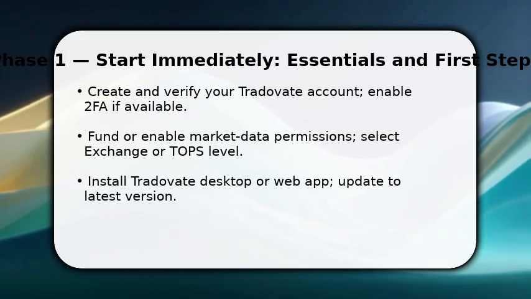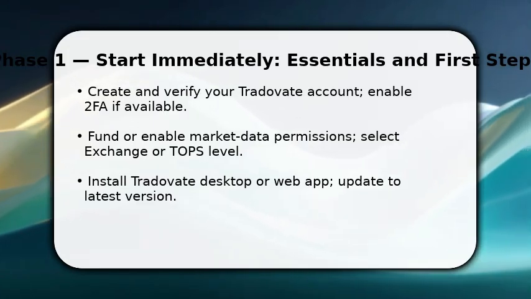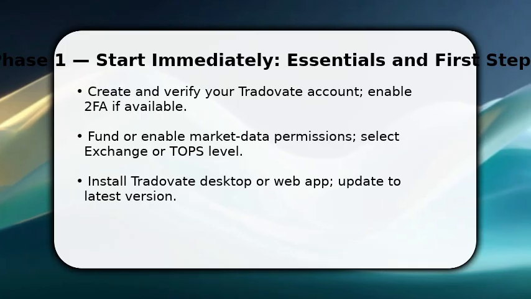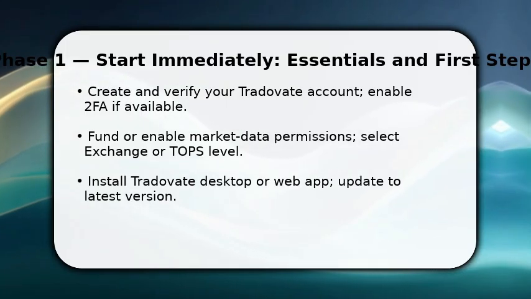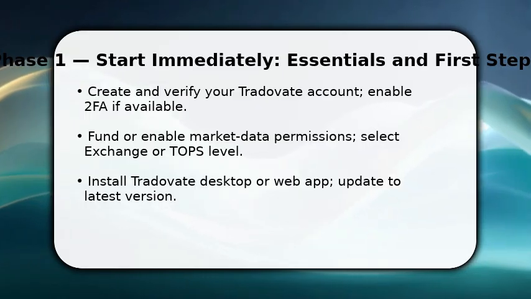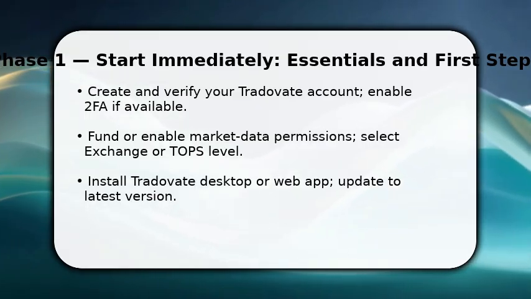You start by confirming access. Log into Tradovate and verify your account details, then enable any required market data permissions. Once done, fund or request the appropriate exchange level. Market data won't stream without it.